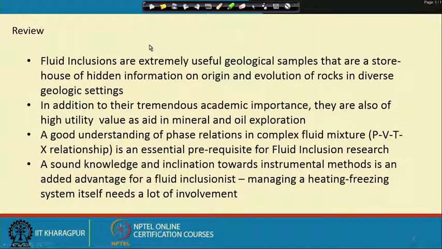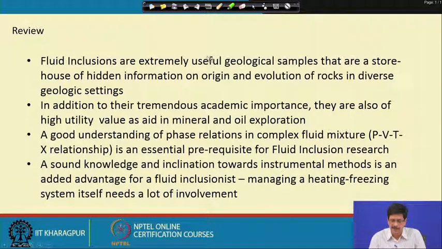just to have some points to recapitulate: that fluid inclusions are extremely useful geological samples, a storehouse of hidden information on the origin and evolution of rocks in diverse geological settings. And as we have said before, this is the only means by which the fluid is actually being directly sampled, and we believe that it is independent of the actual timing of formation of the rock. If the rock is preserved in the earth's crust for several hundreds or thousands of millions of years, and we are sampling them on the surface once they are exposed, then we feel that they are still the remnant of the ancient crustal fluid.